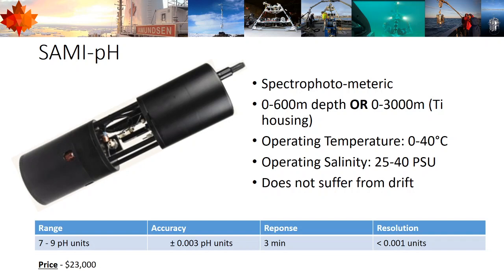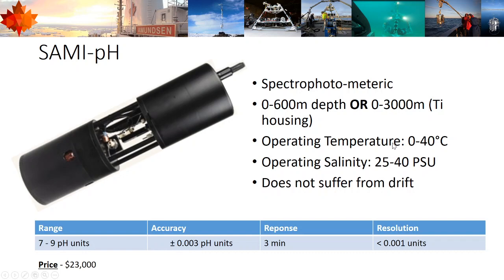SAMI from Sunburst Sensors measures pH by absorbance. The SAMI pH sensor flushes sample seawater through its flow cell to establish a baseline absorbance, then injects a colorimetric pH indicator. This is pumped through the flow cell and absorbances are measured, and the pH can be calculated at each pump or injection of this indicator as it perturbs the pH of the sample. The regression of the indicator concentration versus pH is used to calculate the actual sample pH. So these have some of the highest quoted sensor accuracies.